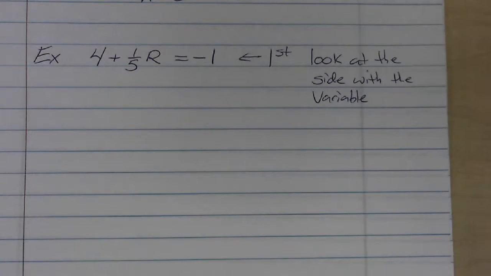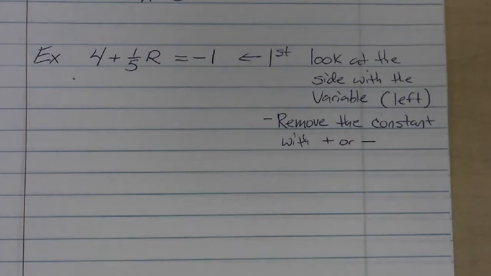So now we have 4 + 1/5 r = -1. Again, the first thing we want to do is look at the side with the variable. This time, it's the left-hand side of the equation. And on that side, we want to see if there's a number without a variable, just a constant. We want to get rid of that constant using either addition or subtraction. This constant 4 is positive, and we can tell that because nothing is in front of it, no symbols, no negative sign. And the opposite of plus 4 is minus 4.